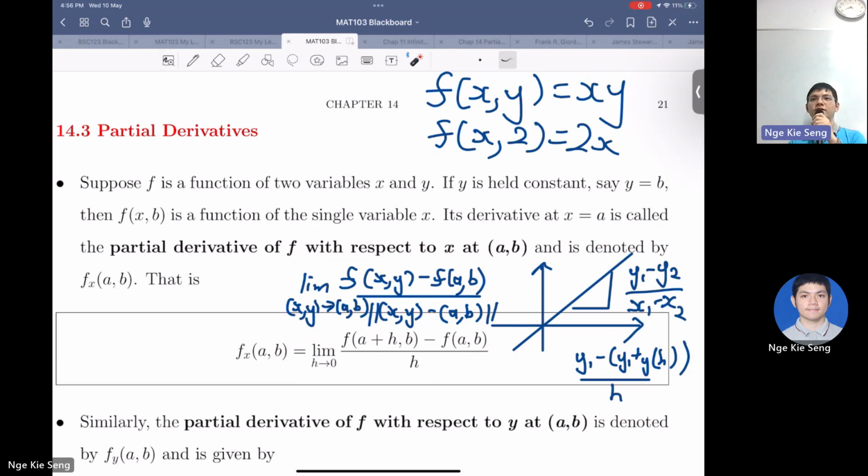Any question? Any question? So really here, since we already fixed y equals b, here is just b. Since this is just the length of (x,b) minus (a,b), which is just the length of x minus a, we can reduce this further.